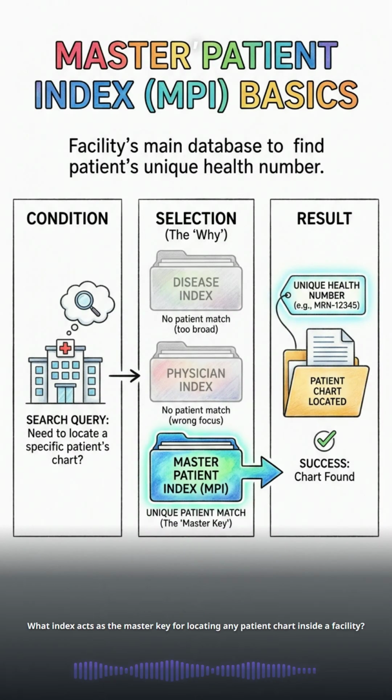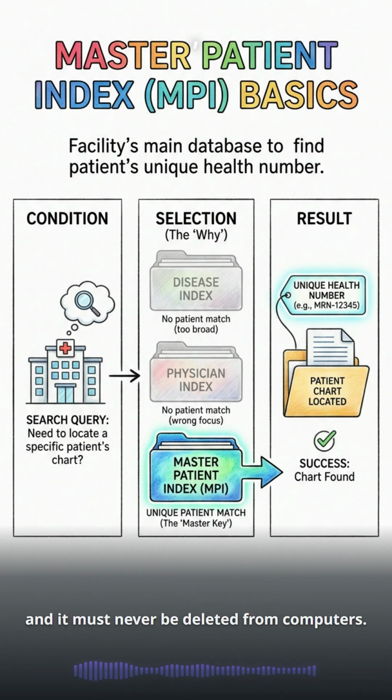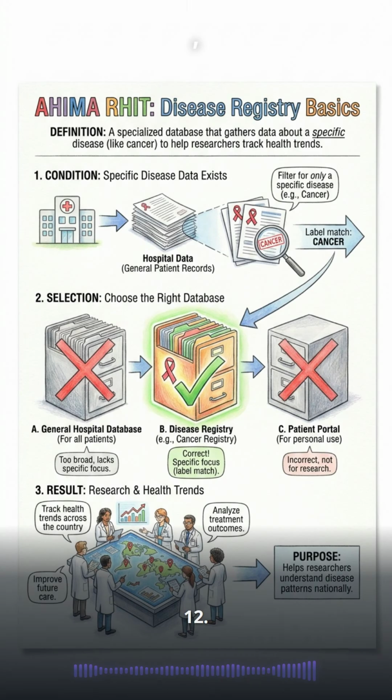11. What index acts as the master key for locating any patient chart inside a facility? The Master Patient Index is the main database used to find a patient's unique health number. It connects every person to their specific record, and it must never be deleted from computers.